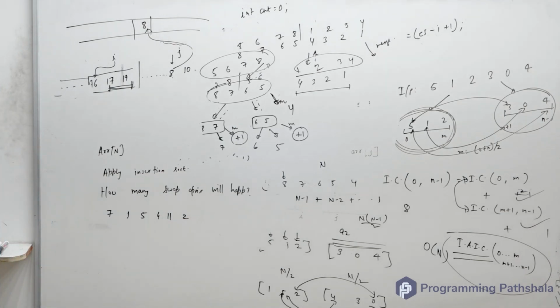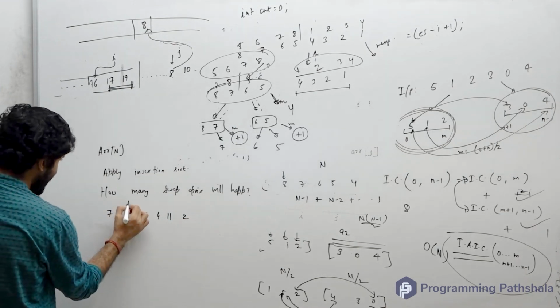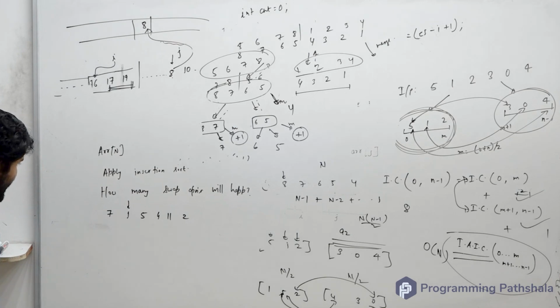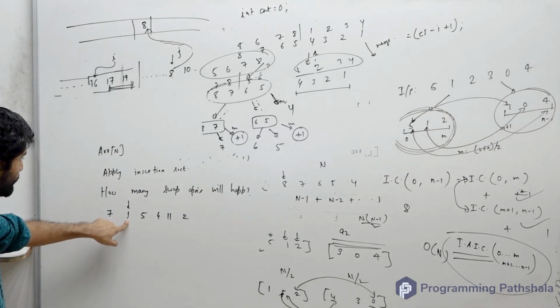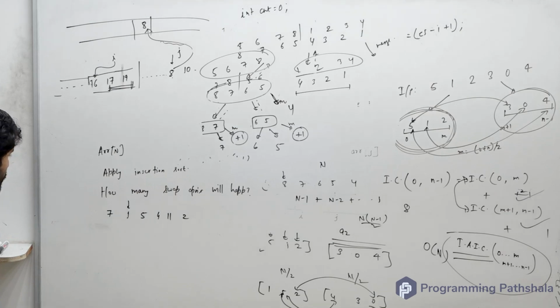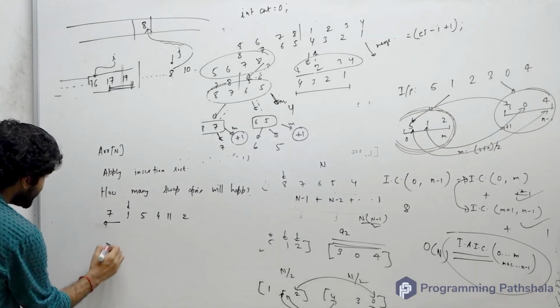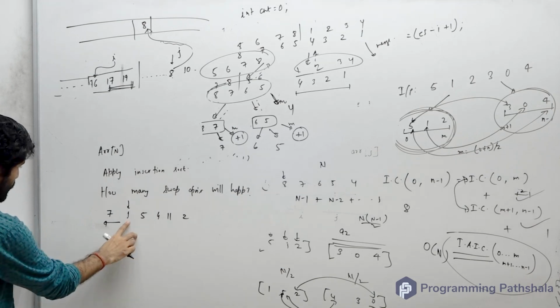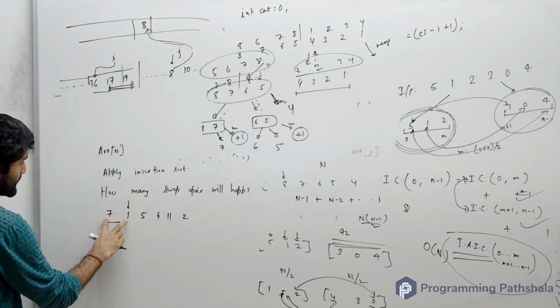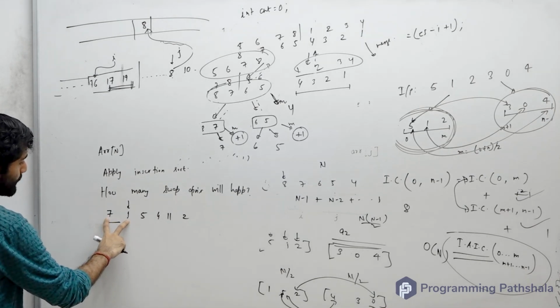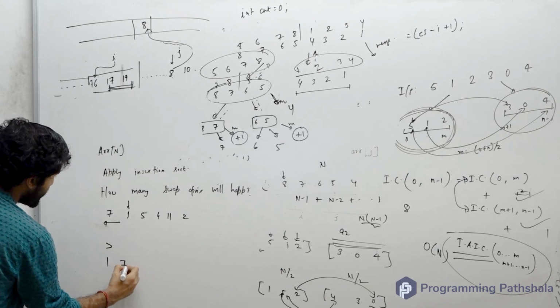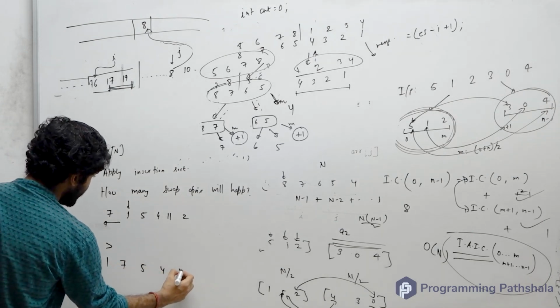So what happens? The moment you pick an element, the number of swaps happening for this element is equal to the number of elements on the left side of it which are strictly greater than this. So for 1, 7 is strictly greater than it. So there will be exactly 1 swap for this. And now it will start looking like 1, 7, 5, 4, 11, 2.